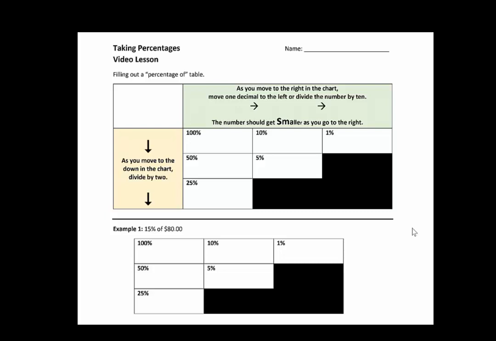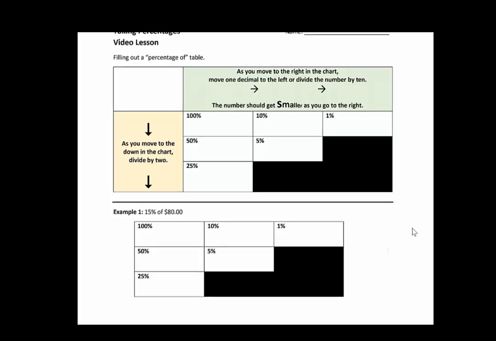So the first image that you see with the green and yellow shading kind of describes how it works. As you move to the right in the chart, you move one decimal to the left, or simply divide the number by 10. The number should be getting smaller as you go to the right. The number should be getting smaller as you go down as well. So as you move down the chart, you're just dividing by 2. So let's see that in action.